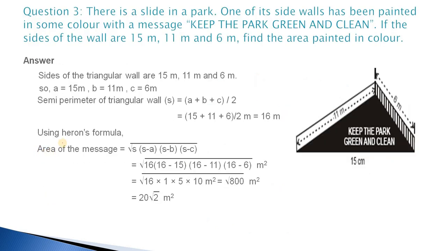The next question is, there is a slide in a park. One of its side walls has been painted in some colors with a message. The message is, keep the park green and clean. If the sides of the wall are 15 meter, 11 meter, 6 meter, find the area painted in the color.